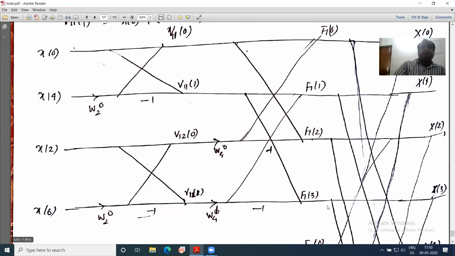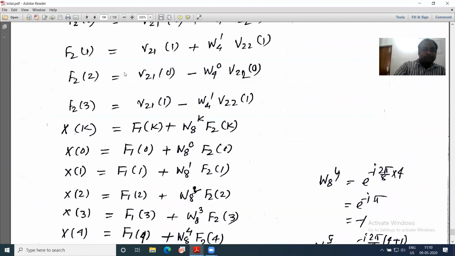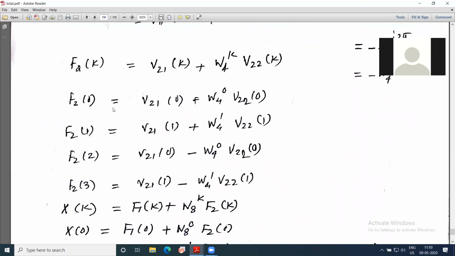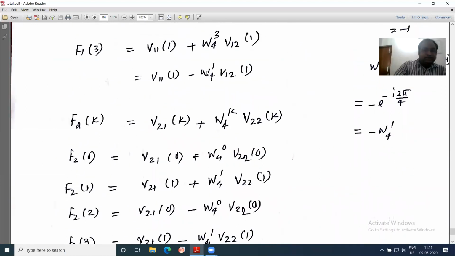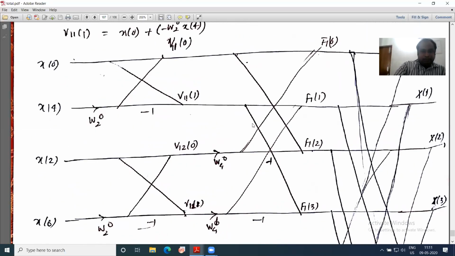Similarly, F1 of 3. F1 of 3, if you look here, V11 of 1 minus W41, V12 of 1. So V11 of 1 comes from here, then W41 minus 1 into V12 of 1. This will combine and go here. Agreed?